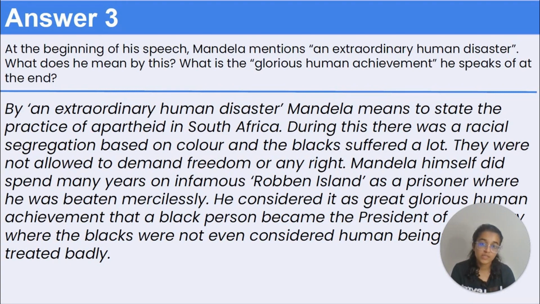So an extraordinary human disaster is the practice of apartheid in South Africa. During this, there was racial segregation based on colors, and the blacks suffered a lot. They were not allowed to demand freedom or any right. Mandela himself spent years on infamous Robben Island as a prisoner, where he was beaten mercilessly. He considers it as a glorious human achievement that a black person became the president of Africa, and blacks there was a point where blacks weren't even considered human beings and they were treated so harshly.